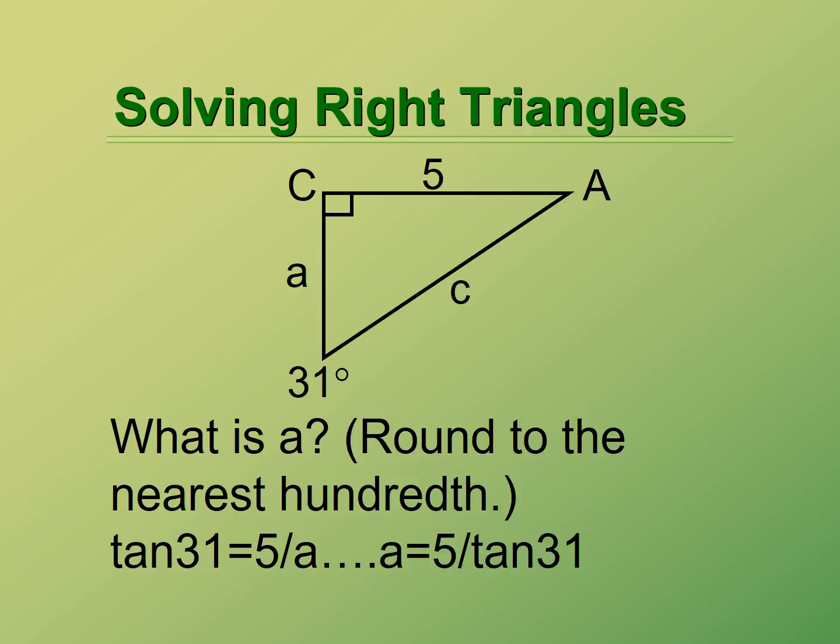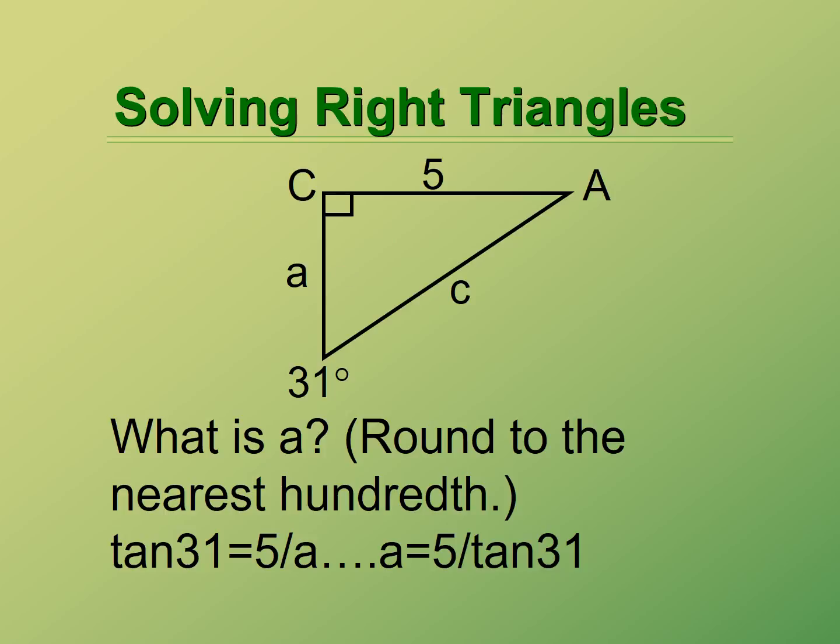Now let's do side A. Again, we look at the angle that we know, which is 31. We're trying to find the adjacent, and we know the opposite. So opposite over adjacent is going to be tangent. So tangent of 31 degrees is 5 over A.